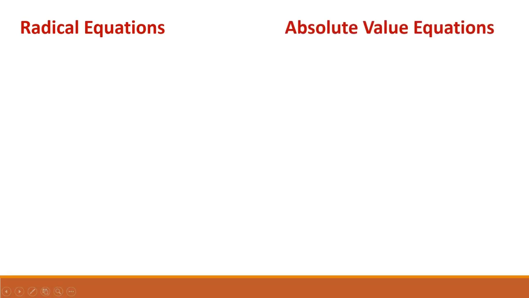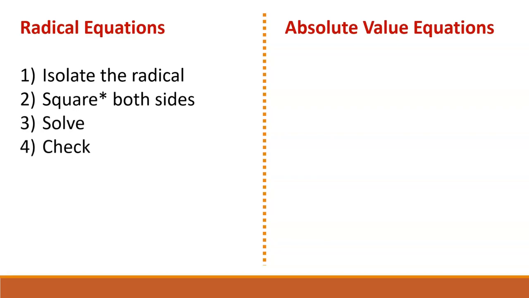Let's look at methods we can use to solve two types of equations, radical equations and absolute value equations. For both of these types of equations, we can boil down our method for solving to 4 steps.